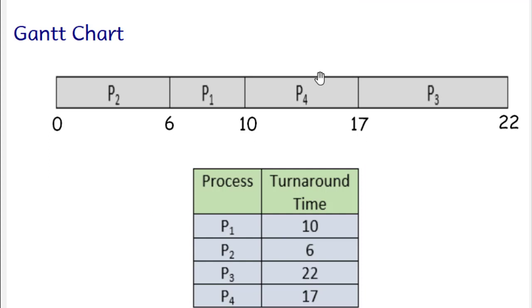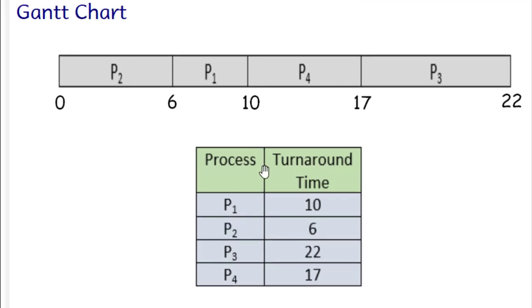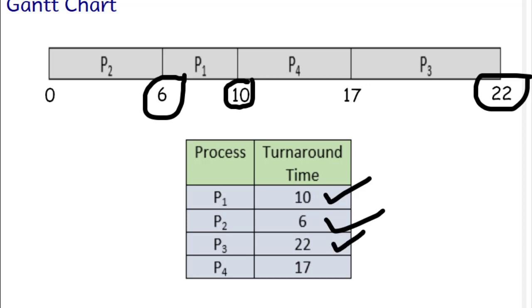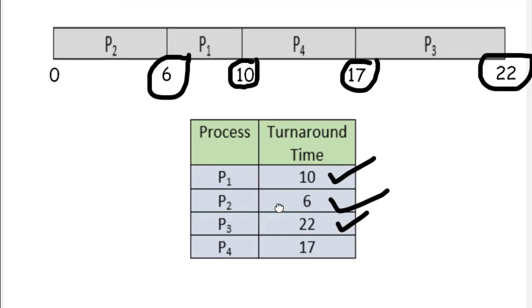Now let us see how to find the turnaround time. We again draw the Gantt chart here. The turnaround time is the time where the process ends, so it is waiting time plus execution time. P1 ends at this point, so the turnaround time for P1 is 10. For P2 the turnaround time is 6. For P3 the turnaround time is 22 because it ends at that point, and for P4 we have 17.